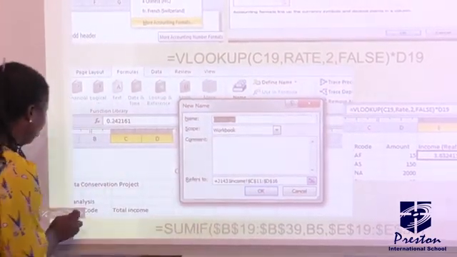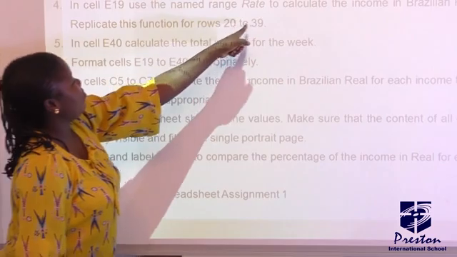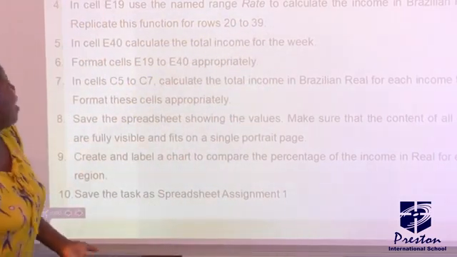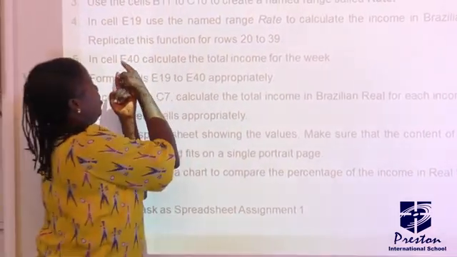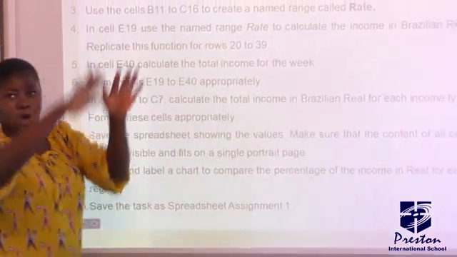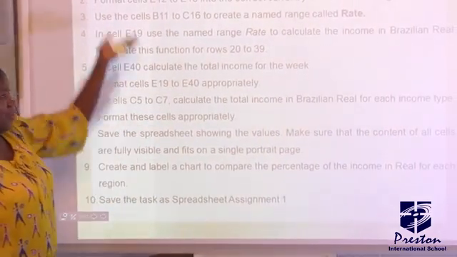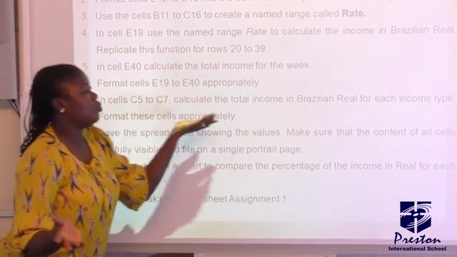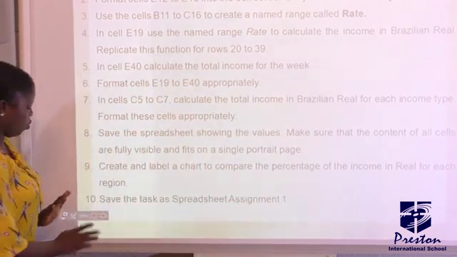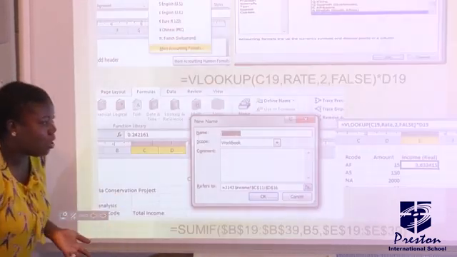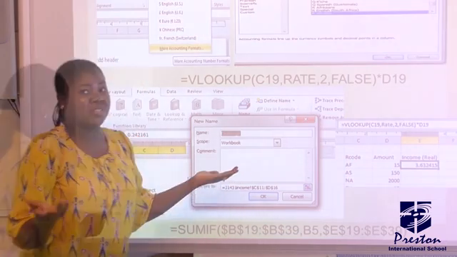Then what do you do next? You say you should replicate it for all rows. Just click and drag it down. I believe you know total income will be summing up everything. So when you select everything, you can click AutoSum. That will be done for that question. And that is all for your task.